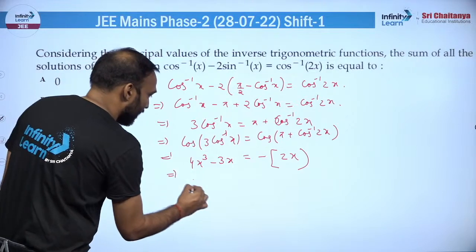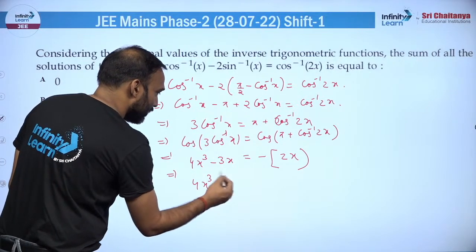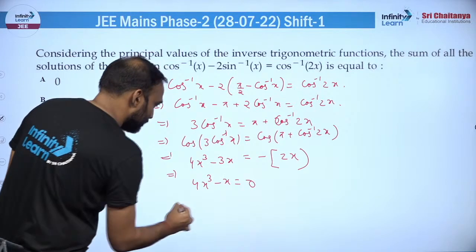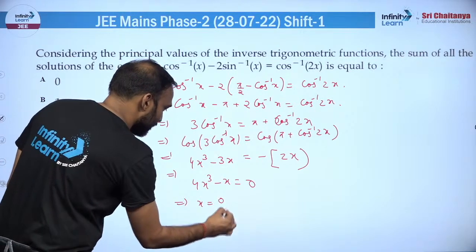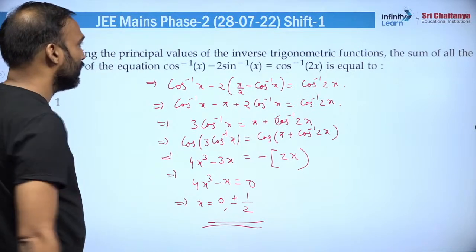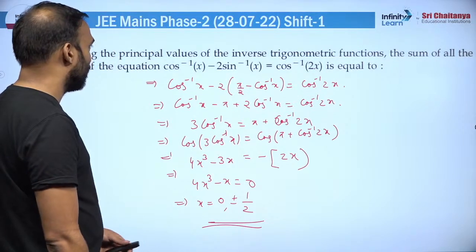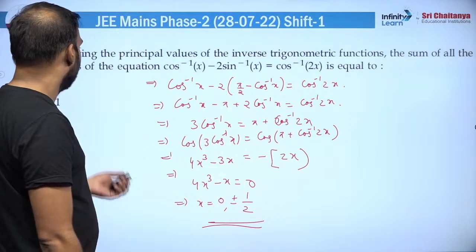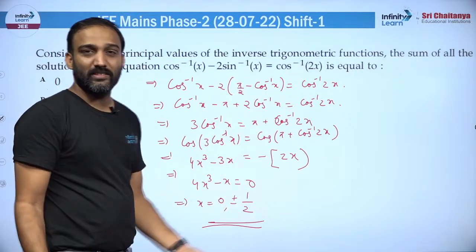Right, so from here I'll get the equation 4x cube minus x is equal to 0. So I'll get x is equal to 0, plus minus 1 by 2. These are the values of x. Now I have to find out the sum. Sum of all these solutions will be equal to 0 because sum of all these three values is 0 and nothing else.